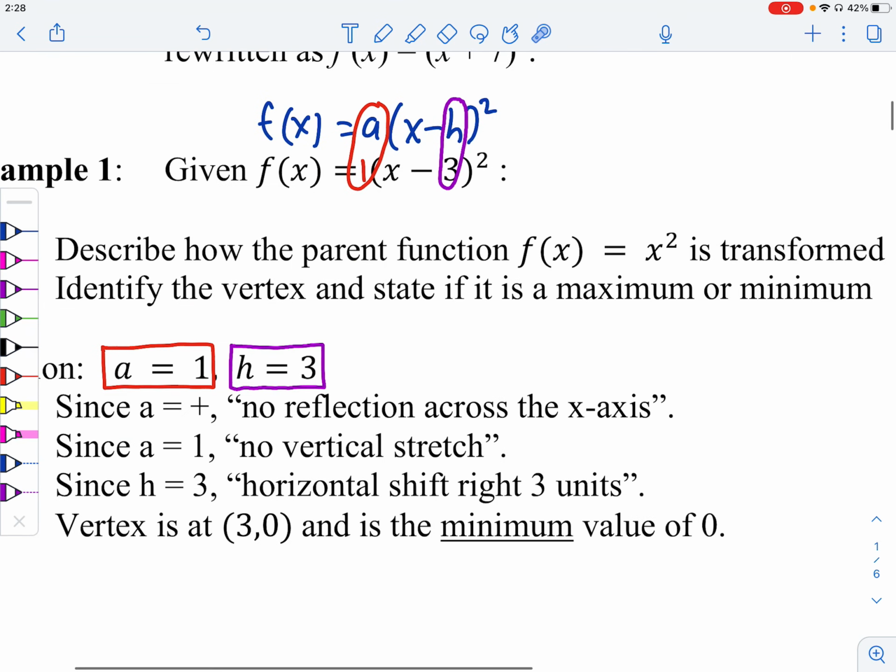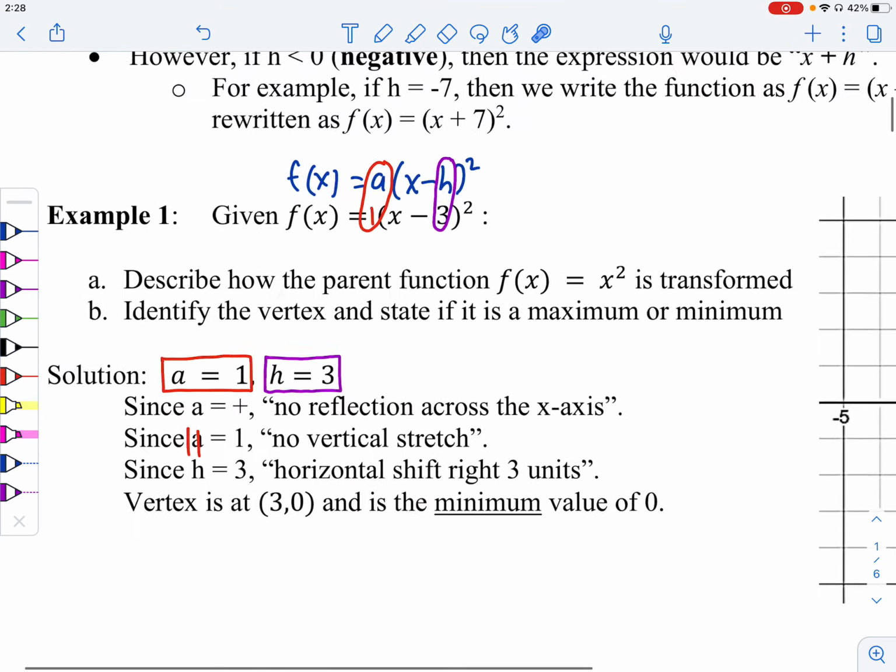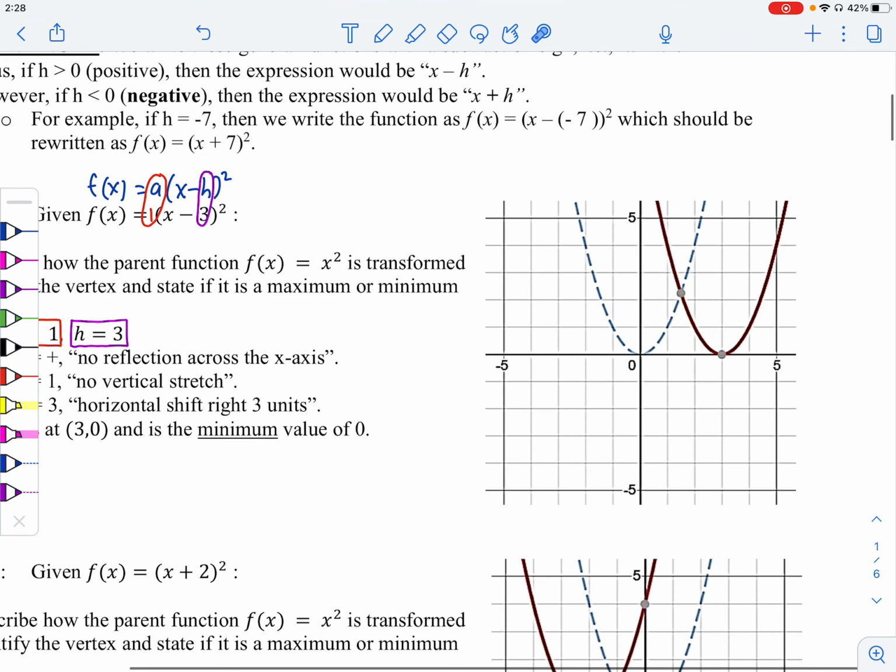So when we graph this, we have positive a like last time. So positive a is no reflection across the x-axis. If absolute value of a is equal to 1, it's the positive version of a, there's no vertical stretch or compress. It does nothing, because you multiply by 1, it's just itself. Your horizontal shift is 3, so horizontal shift right 3 units, positive 3. So we can see our graph, as compared to our parent function, it just shifted right 3. Everything is shifted right 3.